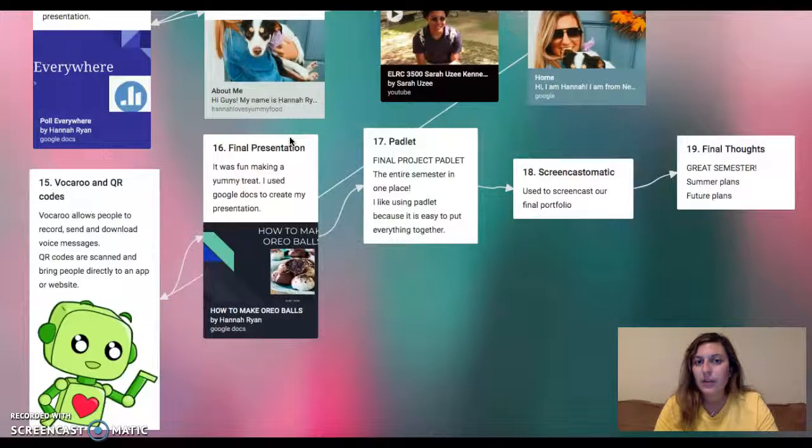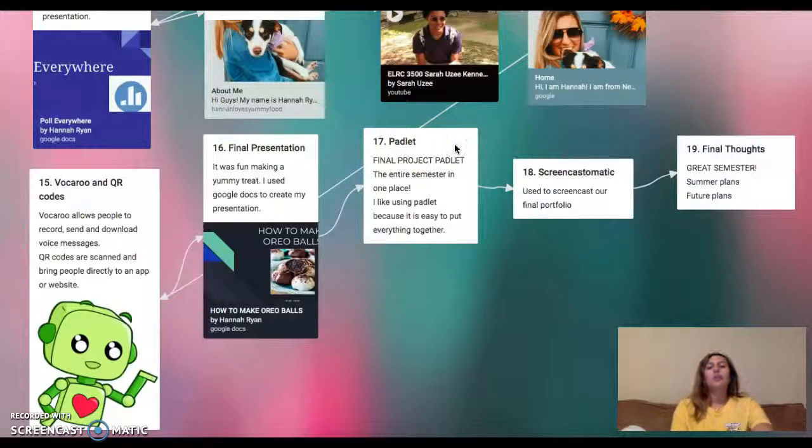Next, we did our final presentation project. We were able to choose anything we wanted to do, and it had to be a how-to project. For example, I did how to make Oreo balls, and this was very fun for me because I got to get into the kitchen, I got to cook, and I got to show the class something that I love to do. Like I said, I love to cook and eat. And so for my final presentation, I used Google Docs just because I'm very used to using it, and it's a very easy and very effective way to put everything on a presentation, and it usually goes very smoothly, and it is very easy for the class to read, to look at, and it's just a good way to present something to a large group of people.